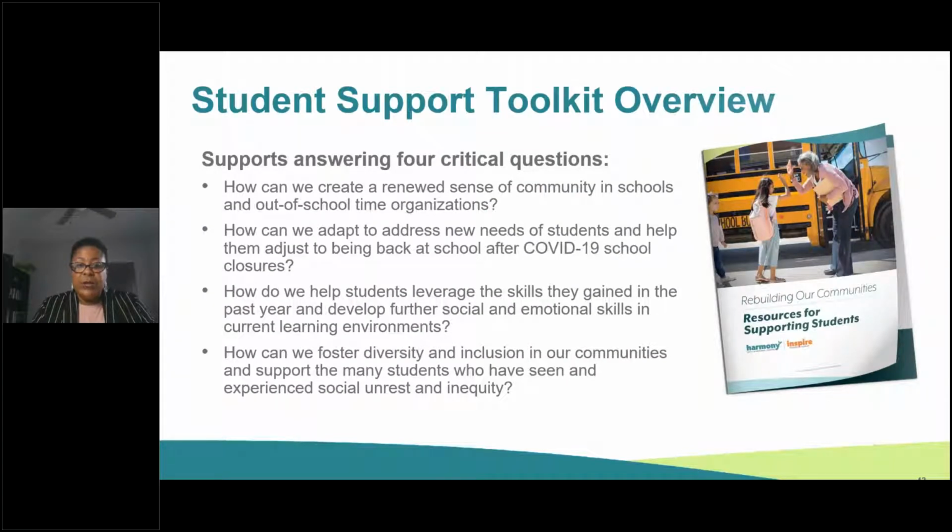Our student support toolkit overview focuses on supporting student SEL, their well-being, and providing culturally responsive instruction. Similar to the educator toolkit, we ask these essential questions. And the following examples will focus on that third question of how can we leverage what students have learned or discovered through the past 20 months.